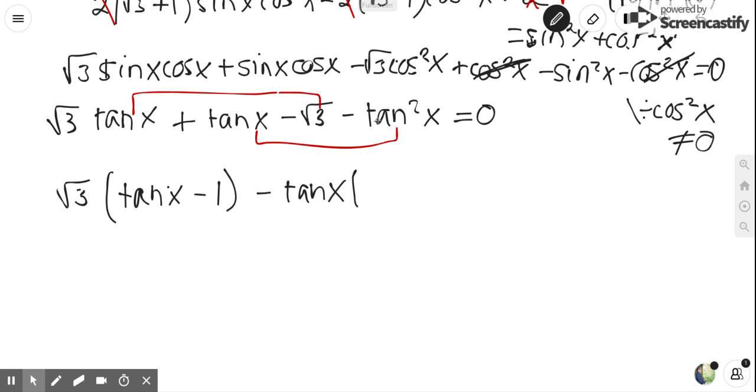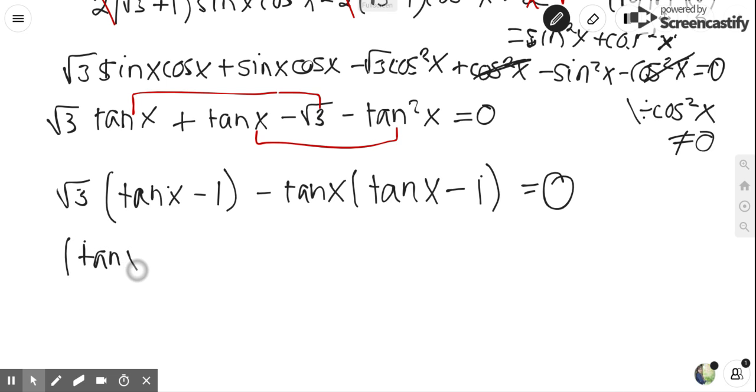For this term here, it's just going to be tangent of x. And then for the other term here, this should be minus 1, because minus tan of x times minus 1 is plus tangent of x. This is equal to 0. And now, again, factor out the brackets. So tangent minus 1 goes in front, and then root of 3 minus tangent of x is equal to 0. So we didn't even need substitution for this, which is quite nice.